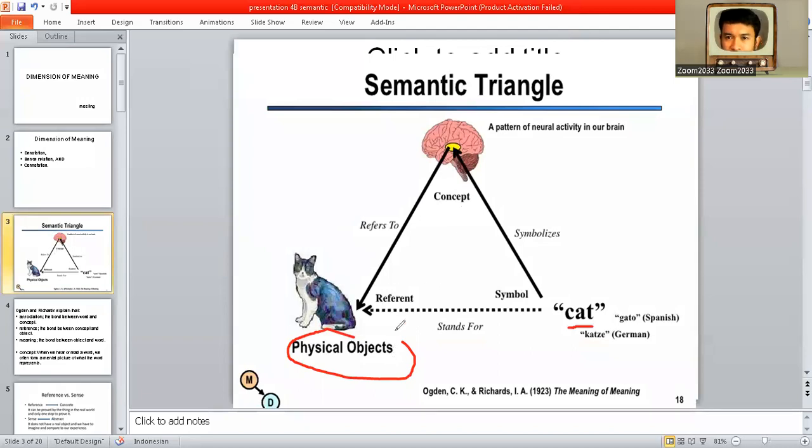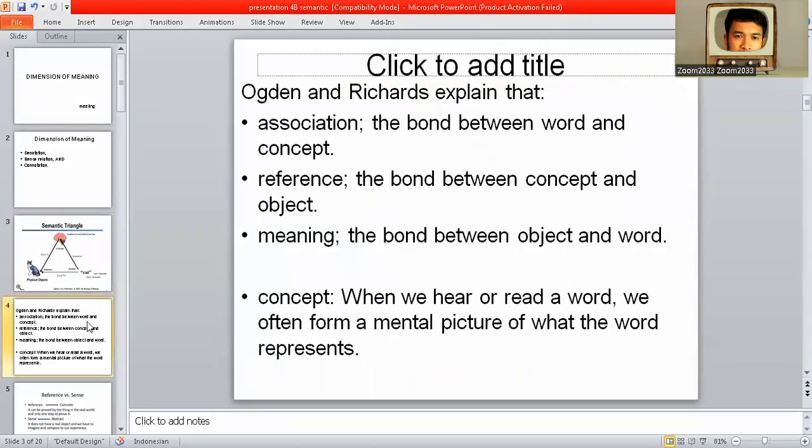So this triangle, you can find in Ogden and Richards in 1923, The Meaning of Meaning. This is one of the semantic triangles that is easy for us to understand the concept: concept, reference, and symbol. Next, we go to another one. Ogden and Richards explained that there is association, reference, and also concept and meaning.